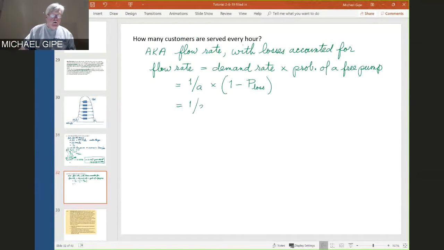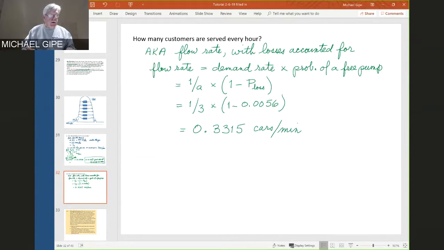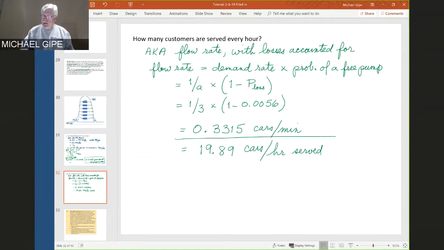So 1/3 times 1 minus 0.0056, that calculates out to 0.3315 cars per minute. Multiply that by 60 minutes per hour, you get 19.89 cars per hour served. Don't forget your units. Don't go providing it cars per minute if they're asking for cars per hour.